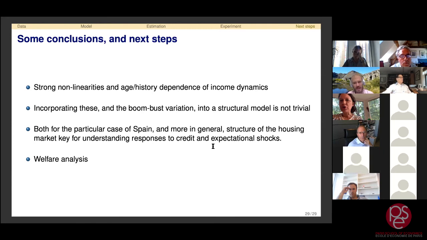No. At the moment, the interest rate is fixed, and there's a spread. There's an exogenous spread on mortgages. So you can think about it as Spain being part of the euro area in terms of the interest rate. But no, interest rates are not moving. They are exogenous.